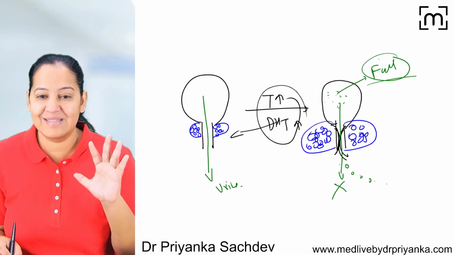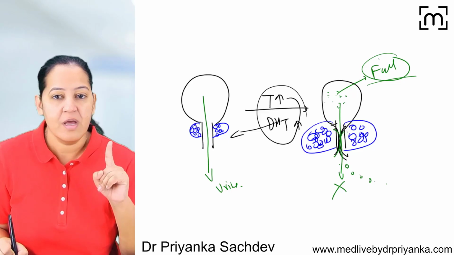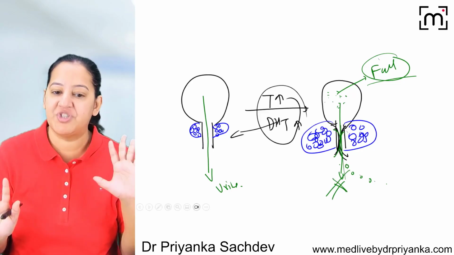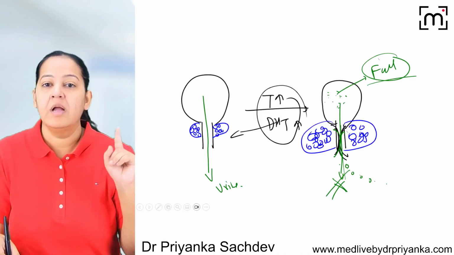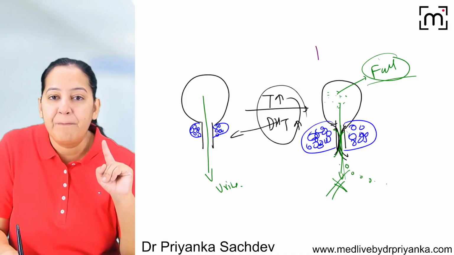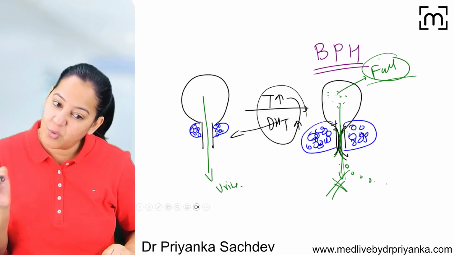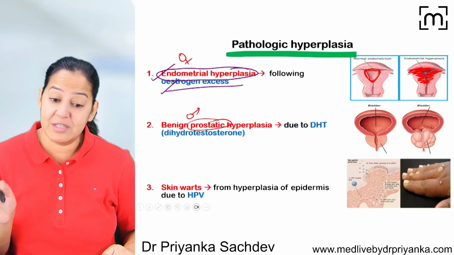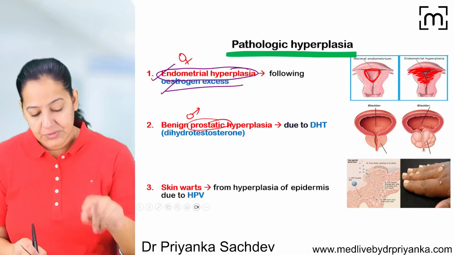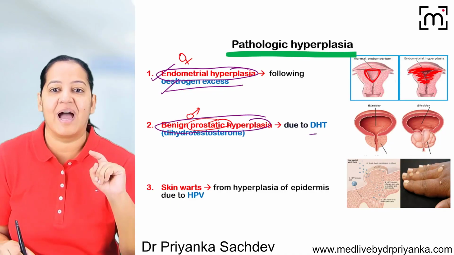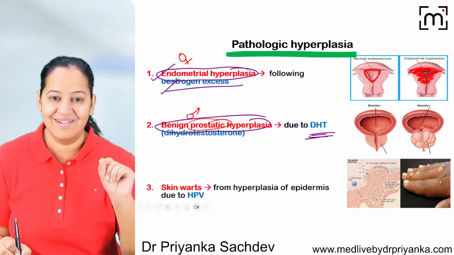So what is the name of this disease? Sometimes it's a complete obstruction. The urine is not at all coming out. It's an emergency. We have to catheterize the patient immediately, otherwise the bladder can rupture. The name of this disease is benign prostatic hyperplasia, BPH. It occurs only in males because this gland is present only in males, not in females. The stressor here is dihydrotestosterone. Learn the stressor.